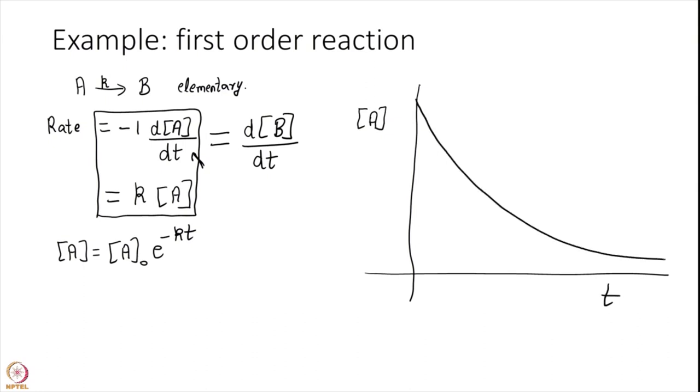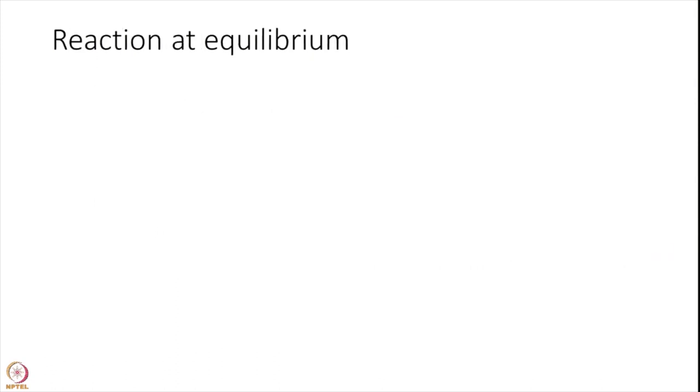Okay? So, an example of this is, for example, radioactive decay. If you take uranium, it is decaying, and if I look at the population of uranium, it will decay in this exponential form. Okay. So, moving forward, how to write these kind of rate law equations? We will take a few examples in today's module.